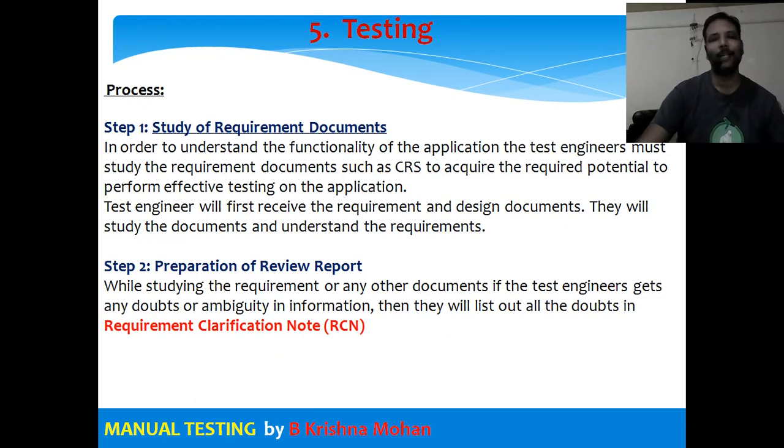After understanding those requirements, suppose we got some doubts, some sort of ambiguity. In the SRS something is written, and in the BRS something else is written. We got some confusion, or some doubt. What you have to do as a test engineer is first write your doubts in a document called the requirement clarification note.